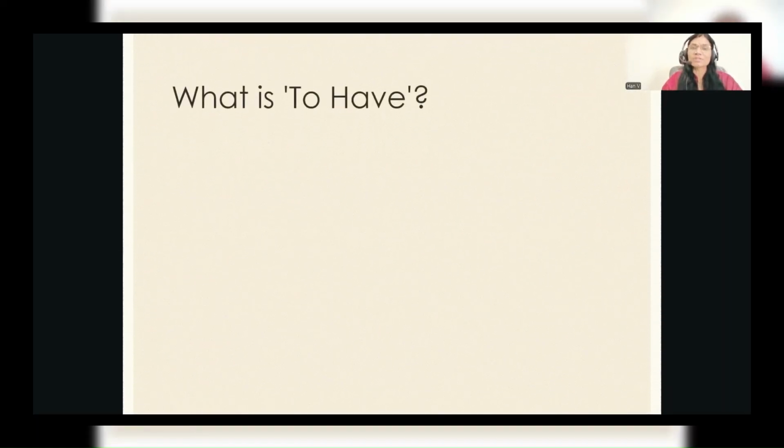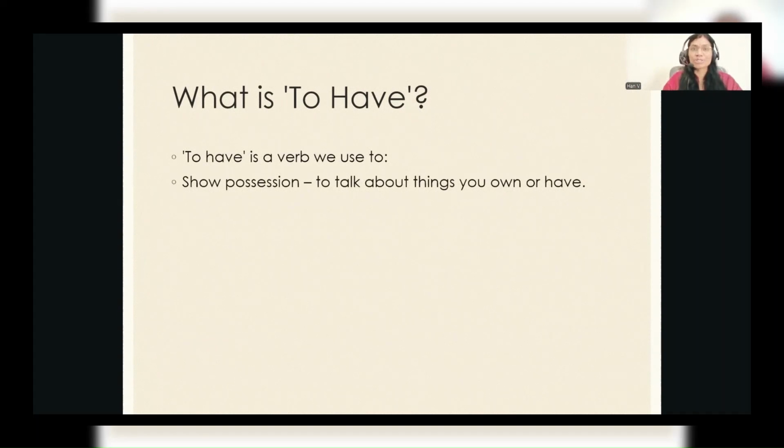So, what is this verb? What is to have? To have is the verb that is used to show possession. For example, if you own something or if you have something, if you want to talk about the things that you have or you own or you possess, you use the verb to have.